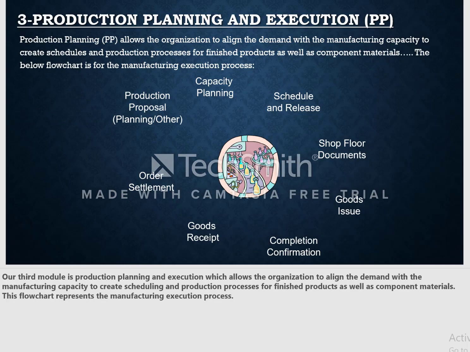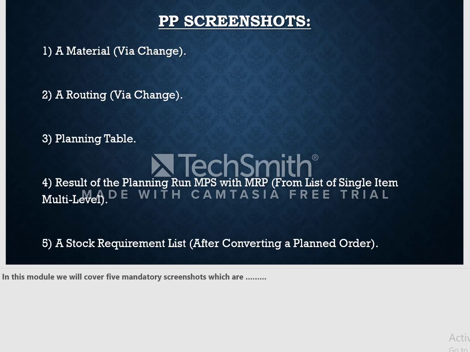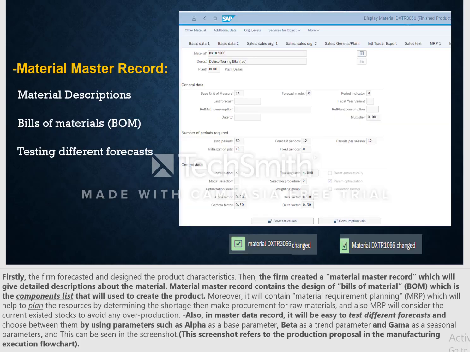Our third module is production planning and execution, which allows the organization to align the demand with the manufacturing capacity for finished products as well as component materials. This flow chart represents the manufacturing execution process. In this module, we'll cover 5 screenshots, which are a material, a routing, planning table, results of planning run MPS with MRP from list of single item to multi-level, a stock requirement list after converting a planned order.